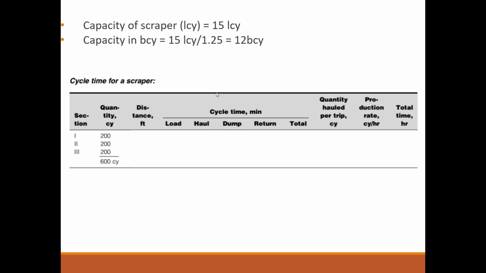All right, I'm going to put together a table in which I'm going to determine it for each haul, for each section 1, section 2, section 3, what the quantity is, which are 200, 200, 200. This was given to me in the problem. If they were not given to me in the problem, let me go back.